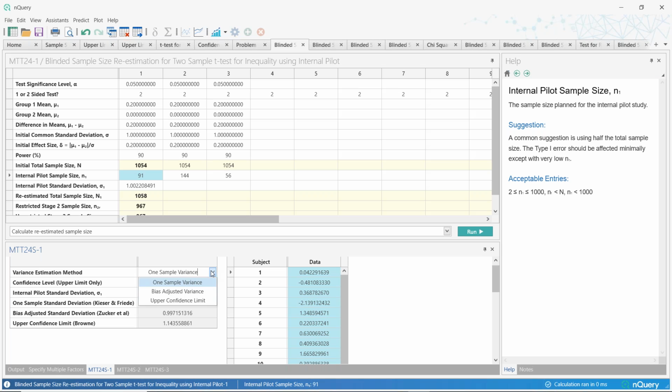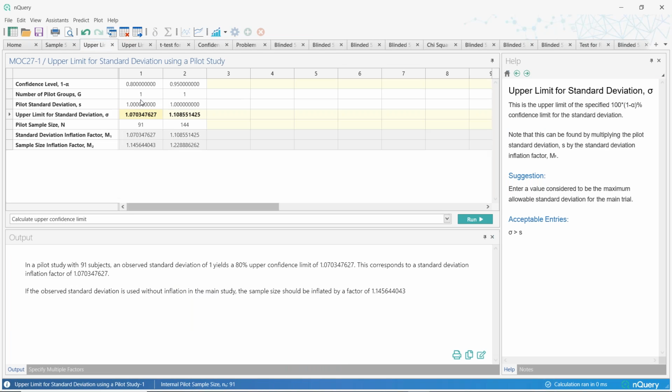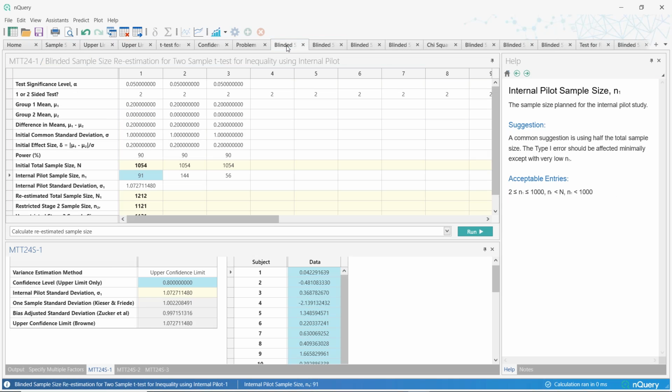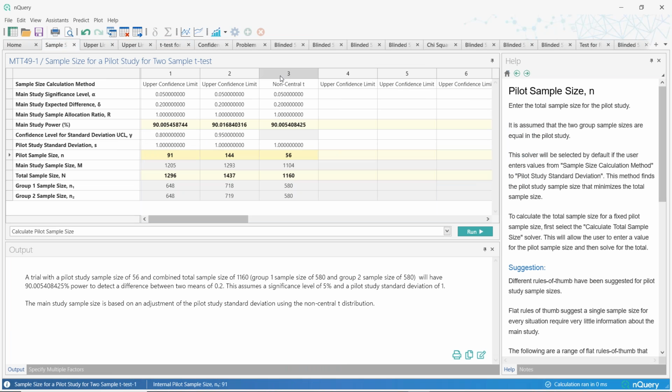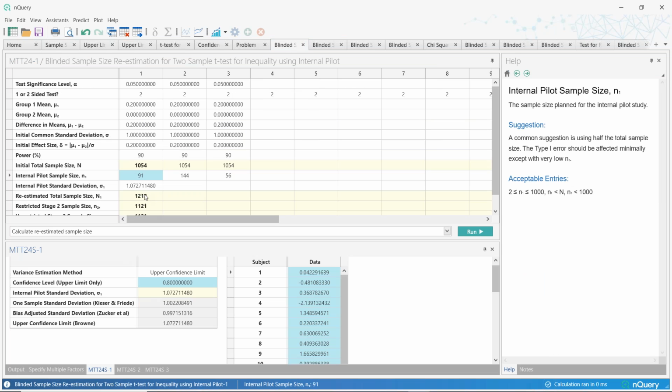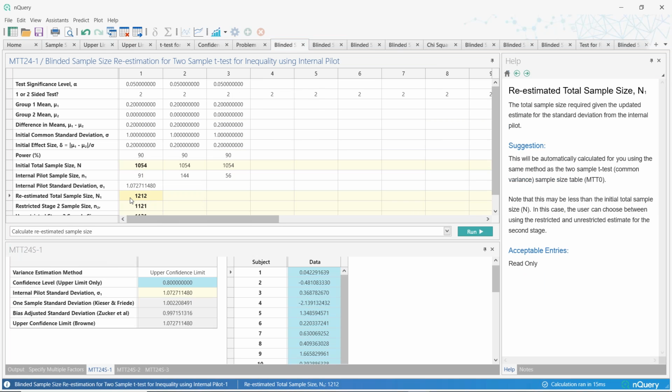But what if we wanted to do the upper CI approach? And what if we wanted to make that comparable to what we did in our first example? You can see here that the upper limit is 1.0727. That's very close to what we got from here. Given simulation randomness, there's obviously a little bit of a difference. But you can see that the total sample size now increases to 1212. That's quite comparable to the sample size we saw here of 1205.